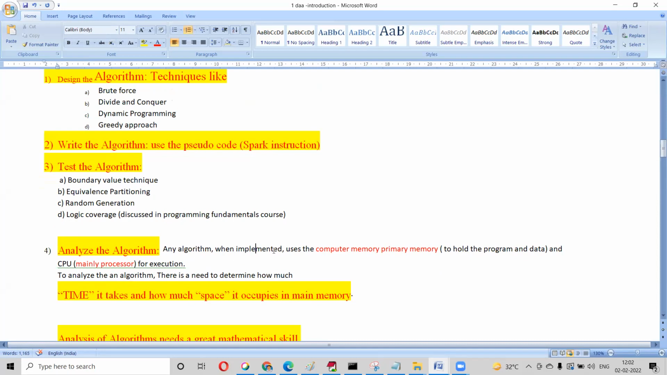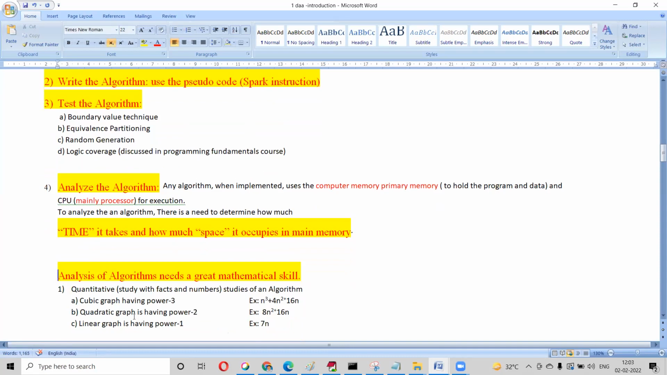Analyzing the program means it uses the computer's main memory, primary memory, and memory cycles and fetch cycles of your processor. Whenever you are analyzing an algorithm, you need to take care of two points: space complexity and time complexity. The space is the computer memory, primary or main memory, to hold the data and programs, as well as the CPU. So these are the two factors: how much time is needed and how much memory is needed.